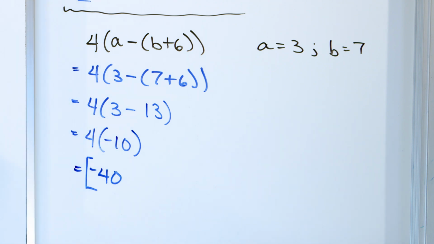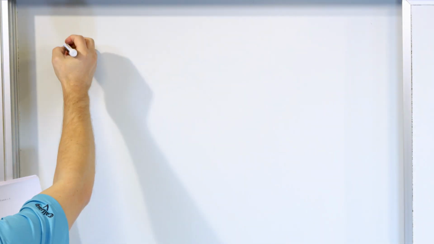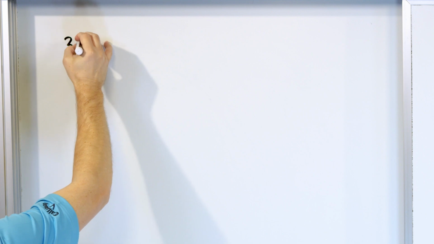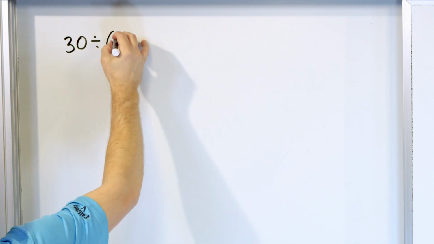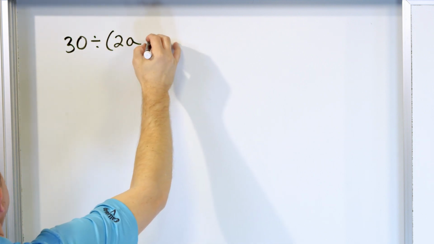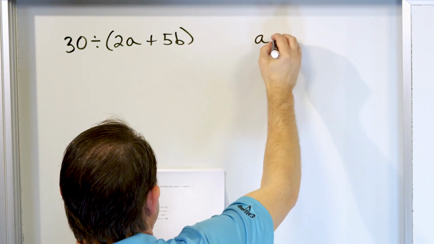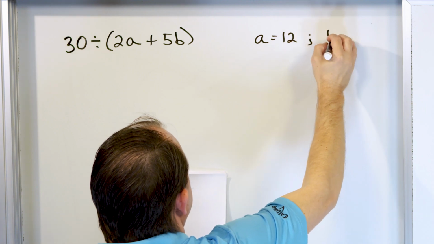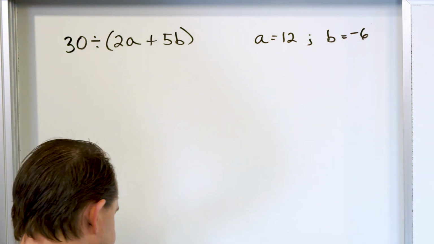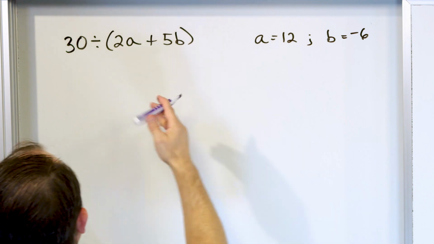And so the final answer to this whole thing is negative 40. All right, only 2 more problems. Let's take a look at 30. We'll divide that by, here we have 2 times a plus 5 times b. And I'm going to tell you that a is 12 and b is negative 6. So we're going to put those in the proper locations here.